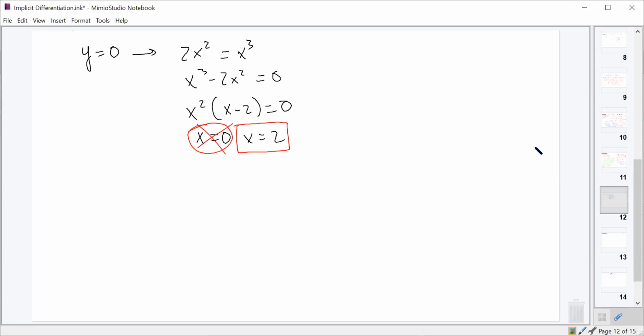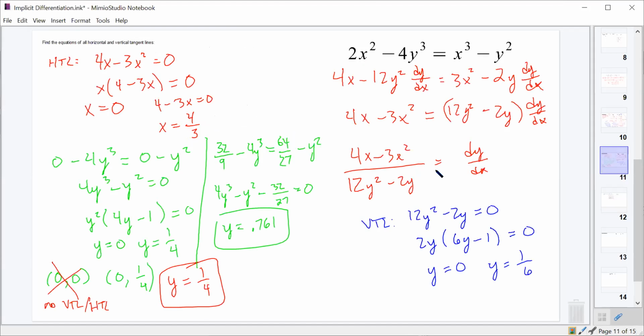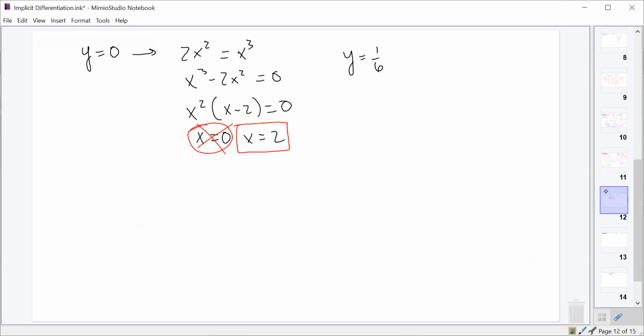Because x equals 2 was not one of the solutions that we got for making the other part of our derivative equal to 0. So we got a vertical tangent line of x equals 2. And then we also need to use y equals 1/6. That was our other value, right? So we're going to have 2x squared minus, what was it, 4y cubed? So 4 over 216, which is what? 2 over 108, which is 1/54.